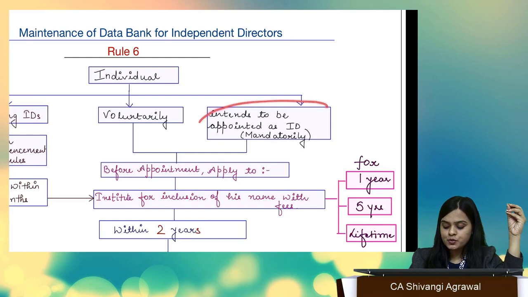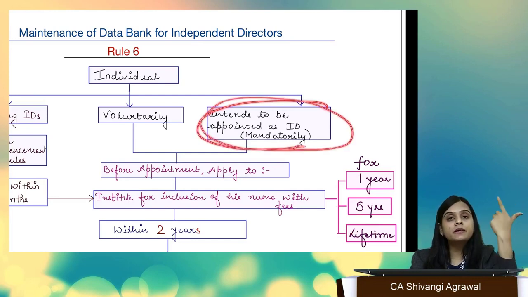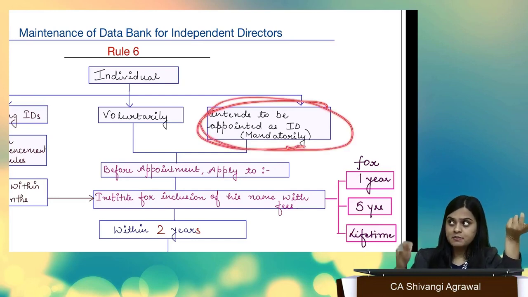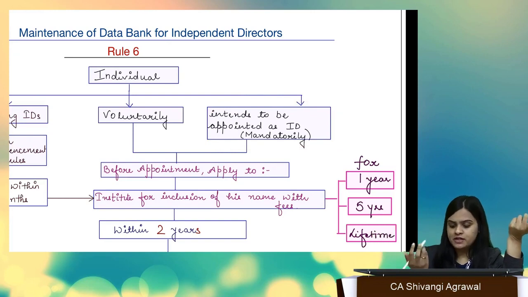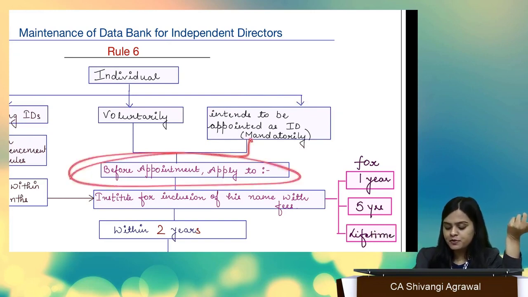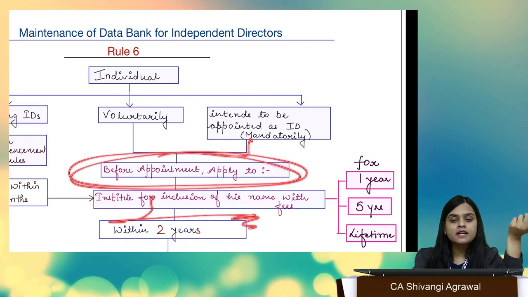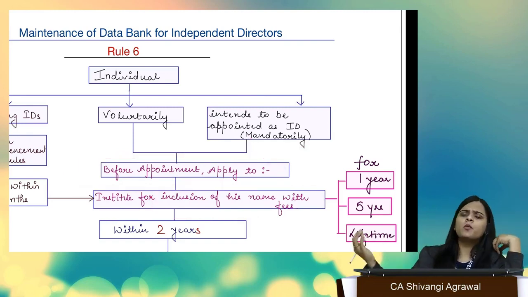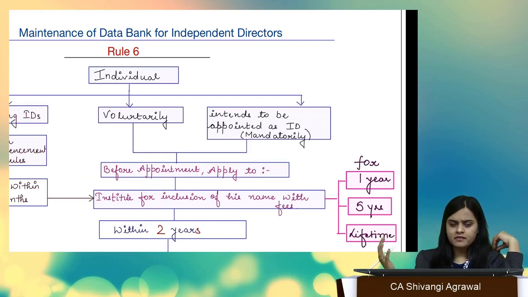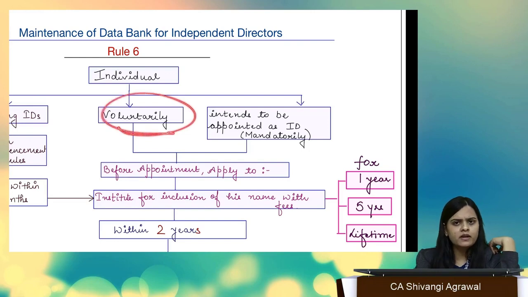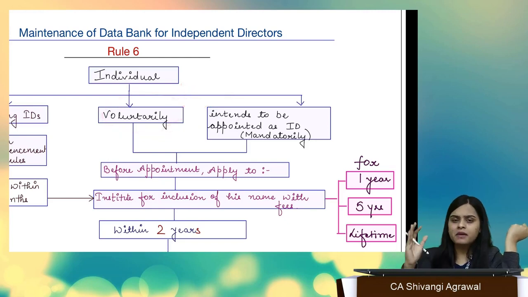And after this rule, anyone who wants to be appointed as an independent director, that means some company proposing you to be appointed as independent director, you must before your appointment include your name in the data bank. And supposedly I'm not being appointed by anyone as independent director yet. I find this as a career opportunity and I want to include my name voluntarily. I don't even have DIN. I'm not a director of anyone. Can I? Yes, you can. So voluntarily also you can apply for inclusion of your name in the data bank.